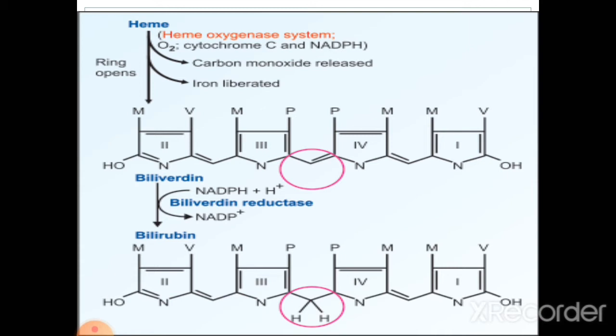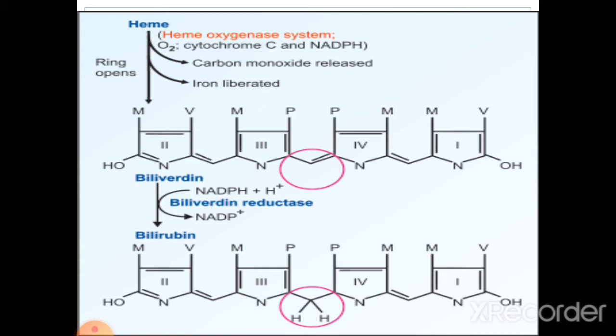Heme is degraded primarily by an enzyme known as microsomal heme oxygenase. This enzyme requires NADPH and cytochrome C. What is the function of this oxygenase enzyme? It will cleave the alpha methenyl bridge between pyrrole ring 1 and 2. That results in the formation of a linear tetrapyrrole called biliverdin, and this methenyl group is liberated as carbon monoxide.